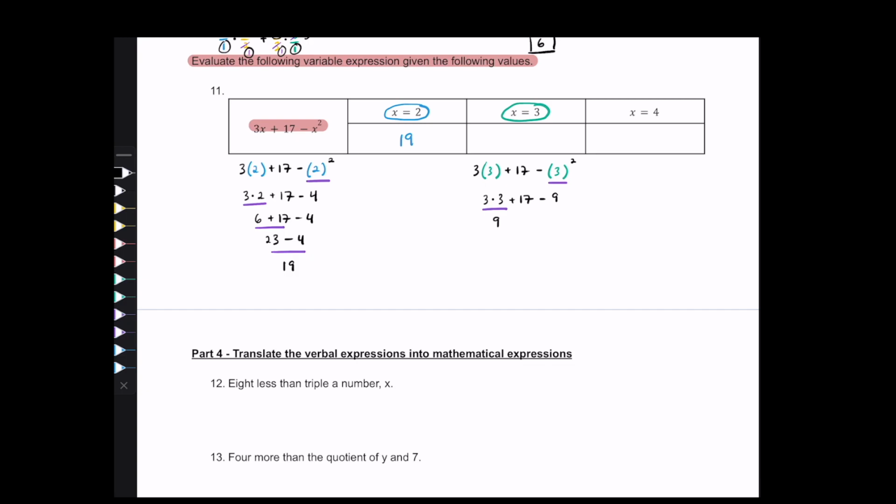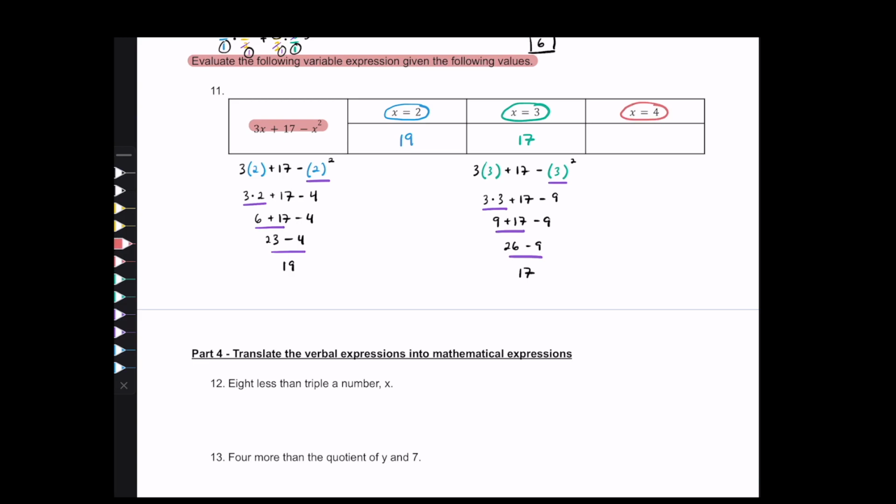3 times 3 is 9. 9 plus 17 minus 9. And then left to right, because they're equivalent in terms of importance, 9 plus 17 is 26. 26 minus 9, that's equal to 17. So when x is equal to 3, then this expression is equal to 17. So I'm going to go ahead and write that in. That's the value. Okay. And one more, let's pick a different color here.